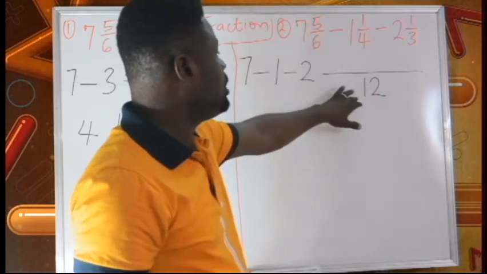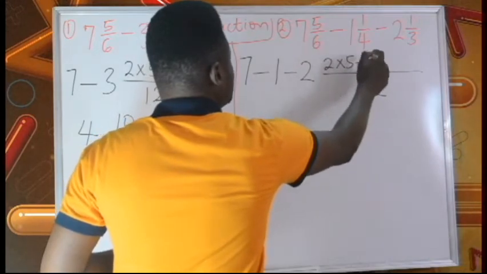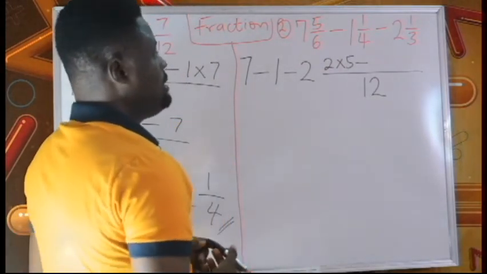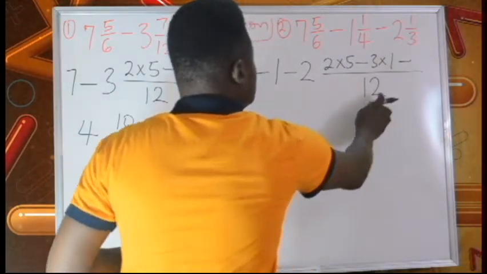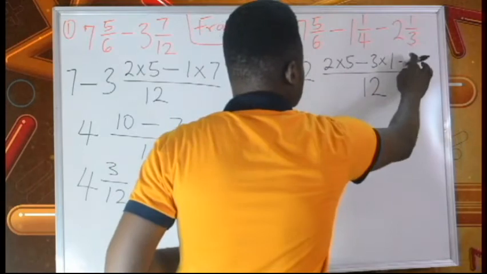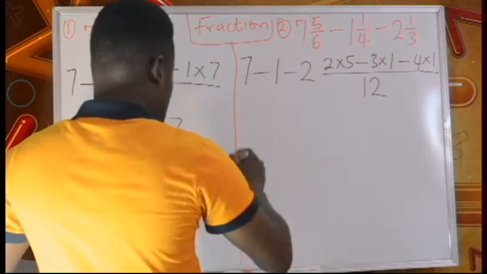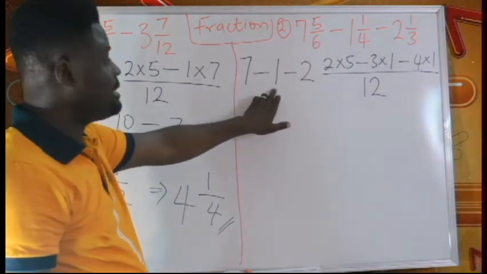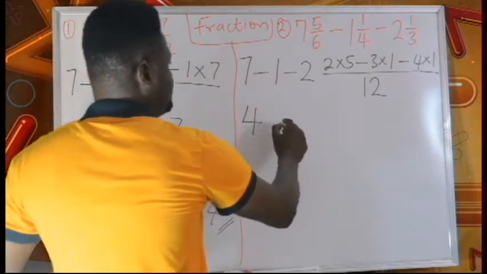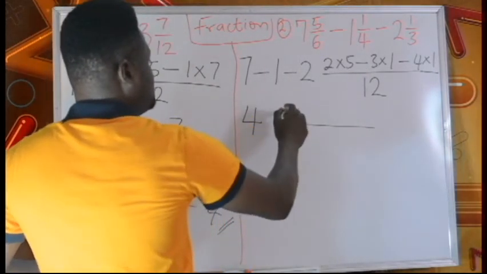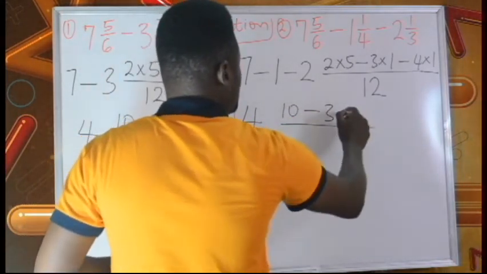So 6 in 12, 2. 2 times 5. Minus 4 in 12 is 3, 3 times 1. 3 in 12, 4, 4 times 1. So this will give us 7 minus 1, 6. 6 minus 2, 4. So we have your 4 here. 2 times 5, 10. 3 times 1, 3. 4 times 1, 4.